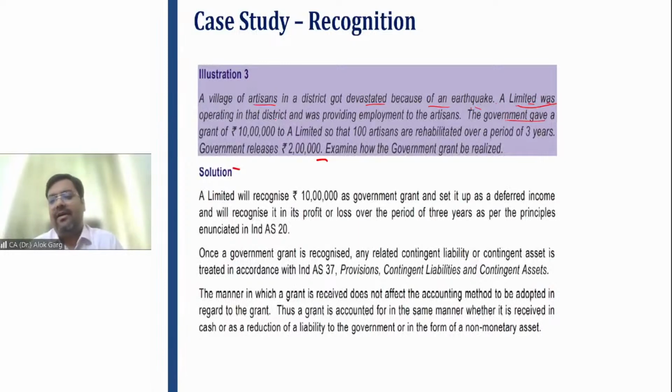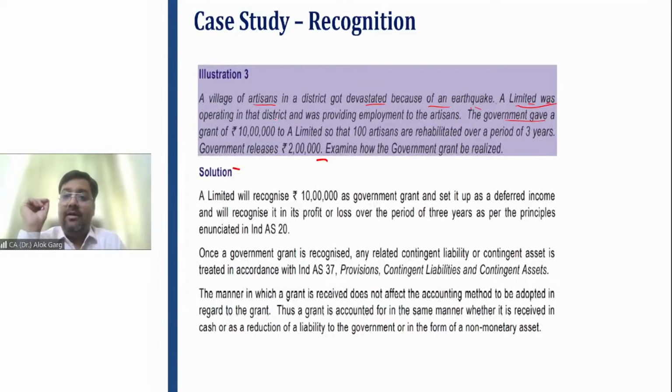So the government has given a grant to A Limited so that 100 artisans are rehabilitated over a period of 3 years, right? And the government has already released 2 lakh rupees. Examine how the government grant can be realized, right? So friends, in this case, what will happen?